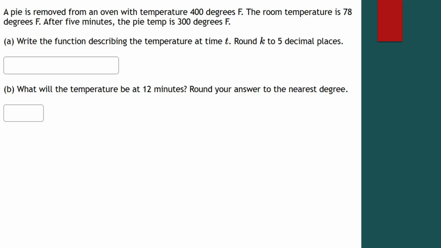Hello everybody, my name is Bowden, and this is section 3.6, question number 10. The question reads, a pie is removed from an oven with a temperature of 400 degrees Fahrenheit. The room temperature is 78 degrees Fahrenheit. After 5 minutes, the temperature of the pie is 300 degrees Fahrenheit.